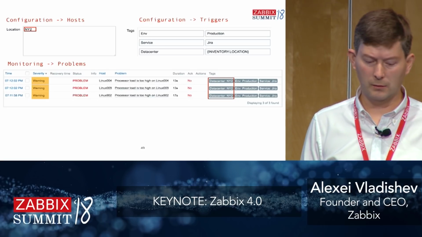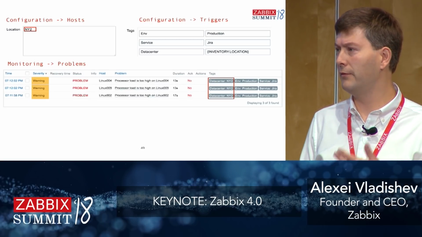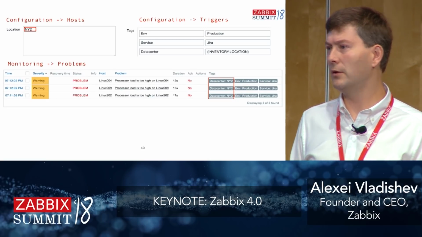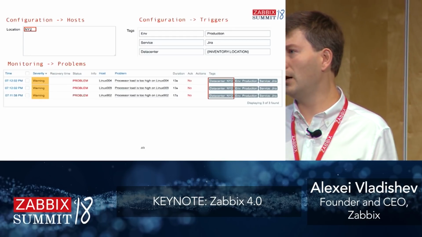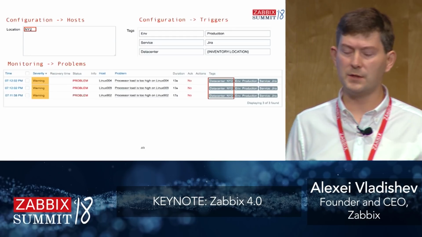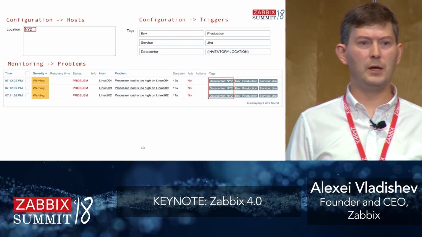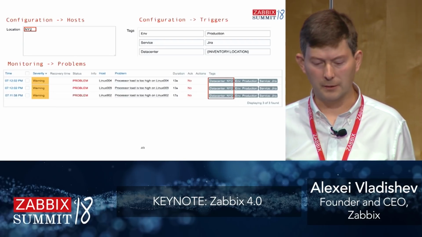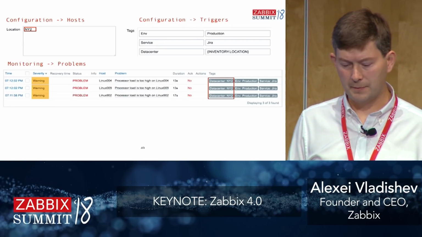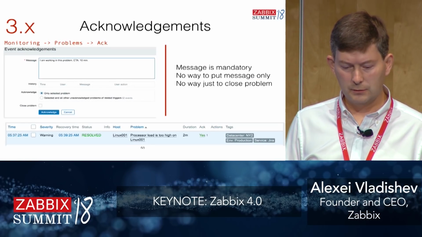Which is, well, really, really cool. So you have a good visibility of what service is affected. Is it production environment or maybe some staging or test environment, and which data center is affected. That's very, very nice. What's next?